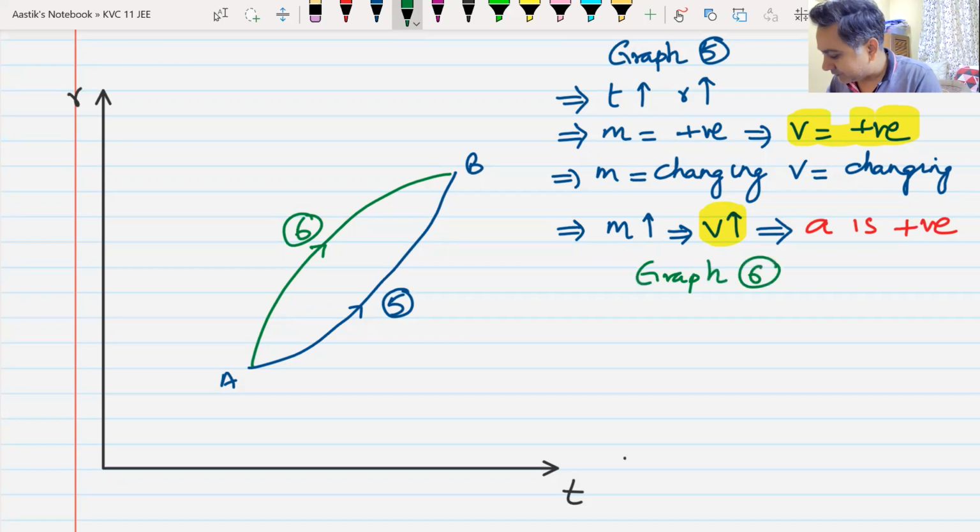In the same way. As time increases, what happens to the position of the particle? It increases, sir. Does anyone understand what I'm saying, or am I going too fast?